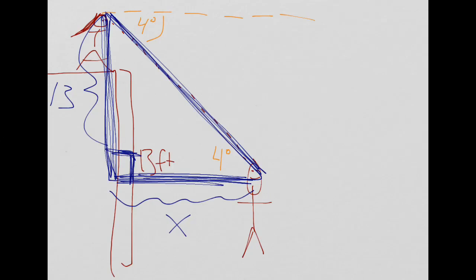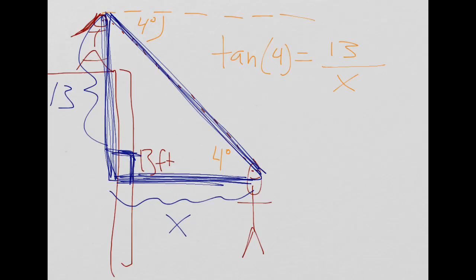Well, we've got a right triangle, and we want to find x. So, notice 13 is opposite of that 4-degree angle, and x is adjacent. Opposite and adjacent, we're talking about tangent. So, set up your relationship. Tangent of 4 degrees equals opposite, which is 13, divided by adjacent, which is x. Solve this equation for x.